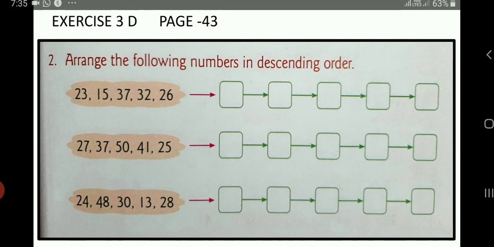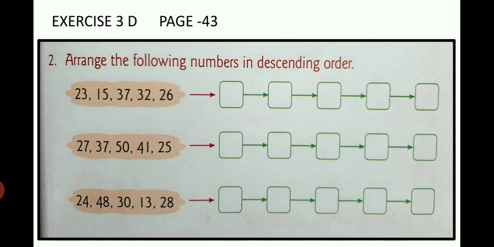Next is question number 2. Arrange the following numbers in descending order. So now what we have to do? Earlier in question number 1, we were searching for the numbers from the smallest to the greatest. Now in descending order, what we have to do? We have to search for the greatest or the biggest number, and then we will write the smallest number at the last.